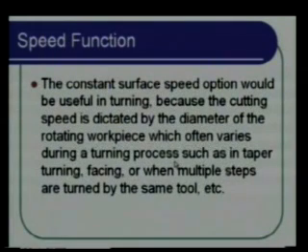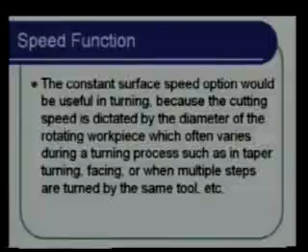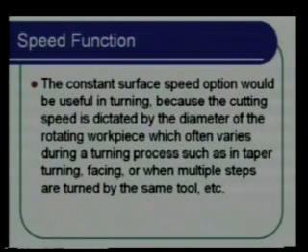Constant surface speed is important in turning because the work is rotating, and whenever the work diameter changes, if you don't have a constant surface speed option and have a constant RPM, the actual cutting speed changes when the diameter changes. For example, if you are doing a taper turning operation from the small diameter to the large diameter, your tool cutting speed is going to change. Now since the surface finish is proportional to the cutting speed, at the small diameter end you will get a rough surface, whereas on the other side you will get the finished surface.